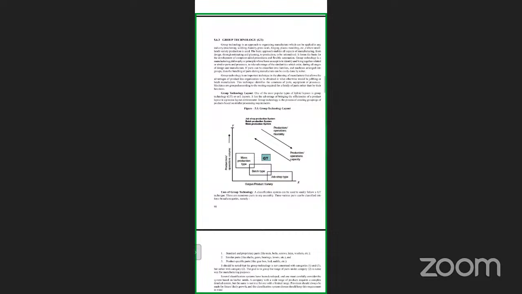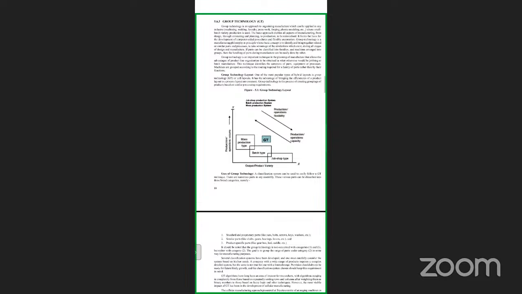And you can look at the GT layout, that is group technology layout. On the x-axis, they have explained output or product variety, and on the y-axis, production or operations volume. And you can see here mass production type, batch type, and job shop type. And there is a difference between production operations flexibility and production operation capacity. And here it is job shop production system, batch production system, and mass. Job means specific product only. Batch means similar. Mass means the higher or larger quantity.